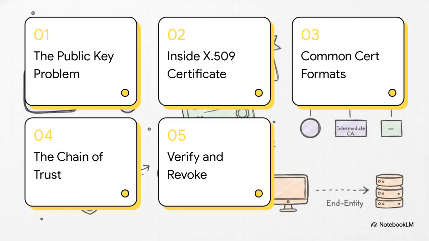Okay, let's dive into this. Here is our agenda for today. Number 1, the public key problem. Number 2, inside the X509 certificate. Number 3, common certificate formats. 4, the chain of trust. And finally 5, verification and revocation.